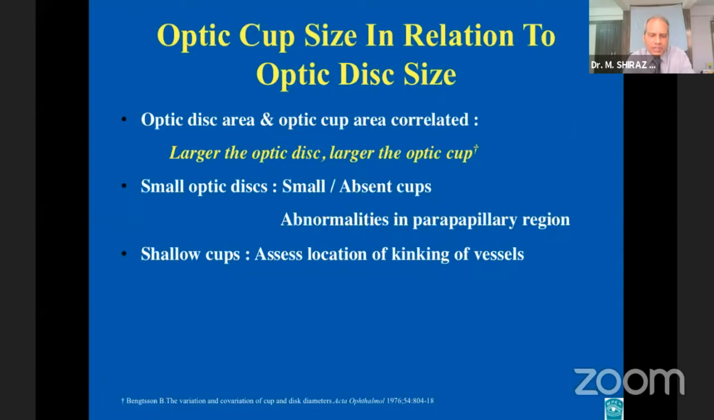As I mentioned earlier, the larger the optic disc, the larger is the optic cup, and vice versa. In very small optic discs, cupping normally does not occur. In small optic discs with small cups or absent cups, glaucomatous abnormalities are seen in the parapapillary region. In case of myopic optic discs or in eyes with shallow cups, assessment of the location of kinking or bending of vessels can be helpful in determination of the cup margin.